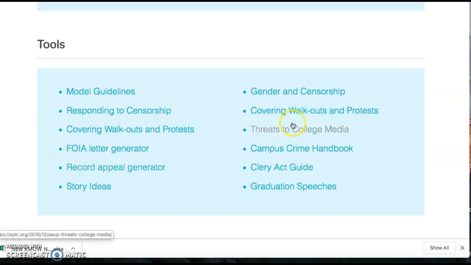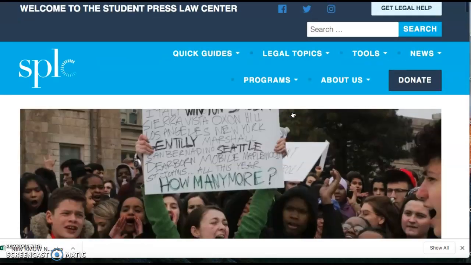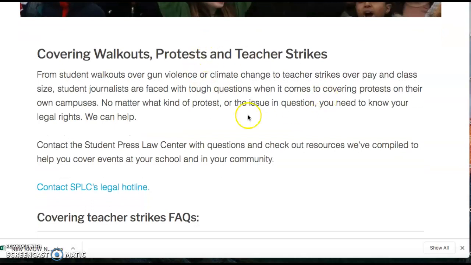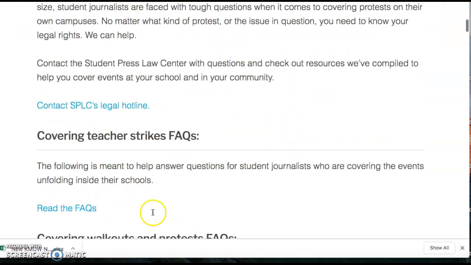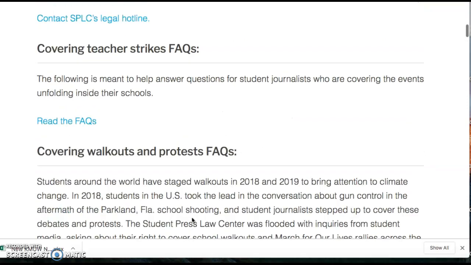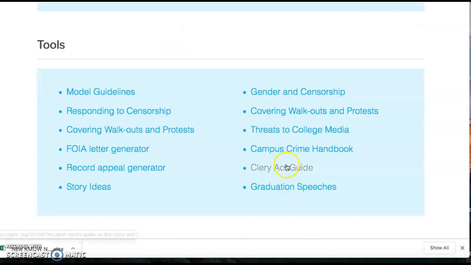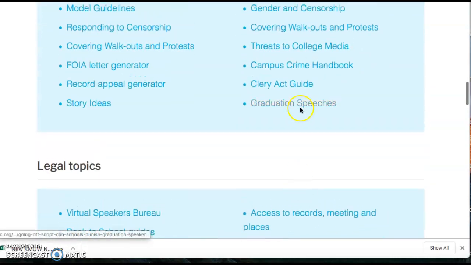They also get into some of the issues that we've met with in recent years when there was the walkout about gun violence. And can we do that? Can we leave class? Can we go cover that? And so here, not only do they give information, they give some frequently asked questions on how to cover it. They also have their legal hotline that you can call. We're even touching on graduation speeches because those can kind of get into some hot water. So how can the young journalists deal with that?